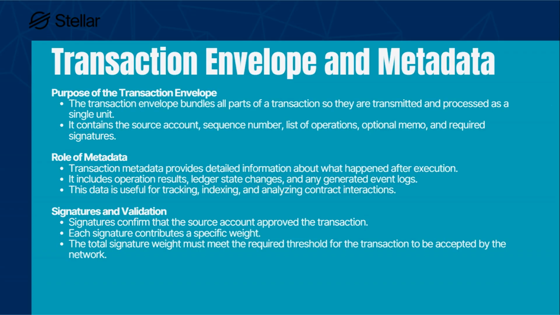The transaction envelope bundles all parts of a transaction so that they're transmitted and processed as a single unit. It contains the source account, sequence number, list of operations, optional memo, and required signatures. After execution, transaction metadata provides detailed information about what happened. It includes operation results, ledger state changes, and any generated event logs. This data is useful for tracking, indexing, and analyzing contract interactions.